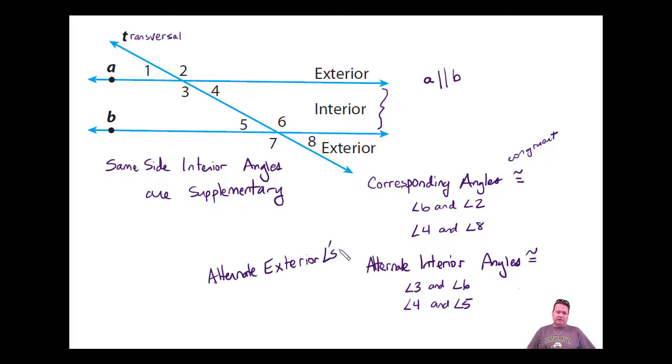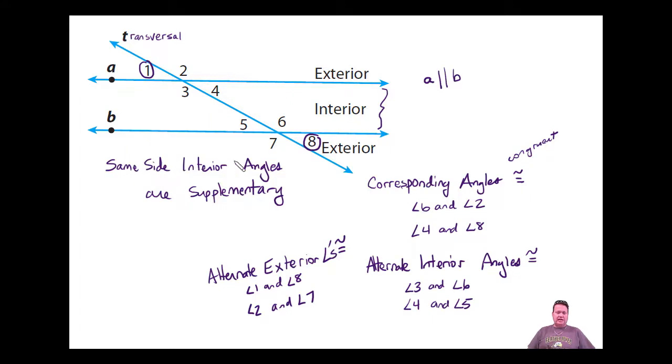Alternate exterior angles are also congruent. Exterior to angle 1, I'll leave the circles here. Angle 1 on the left is on the outside, and angle 8 is on the right side. They're alternate exterior angles, so angle 1 and angle 8, and the other pair would be angle 2 and angle 7. So those are the 4 big relationships for 2 parallel lines being cut by a transversal.